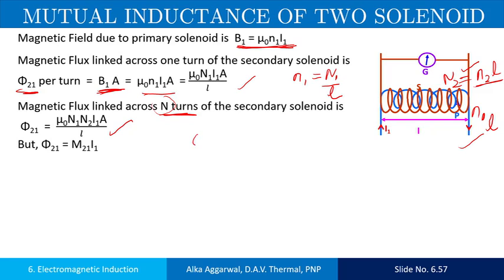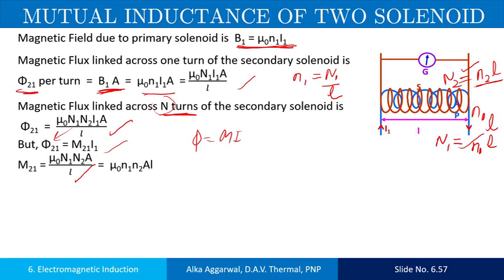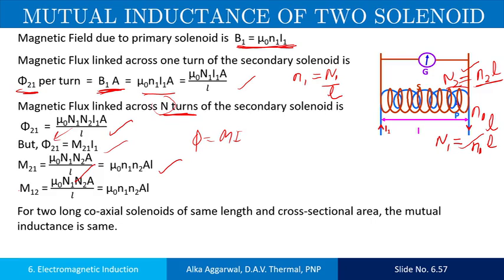And you know that phi is equal to M I. So this is the relation. Now put the value of phi here. I1 cancels out, and this is the relation. Using the relation n1 equals N1 upon L and n2 equals N2 upon L, we get this relation. Similarly, we can find the mutual inductance linked with the first coil when the current is flowing through the second coil.